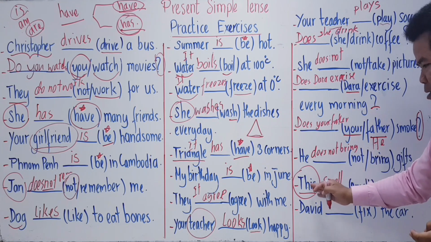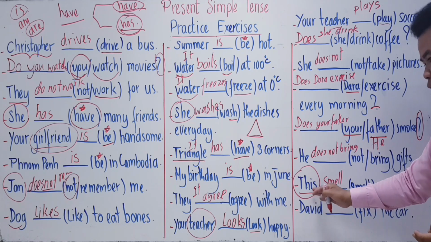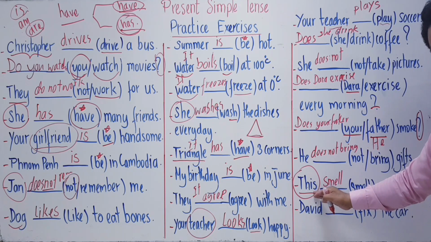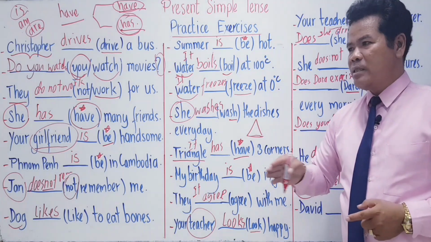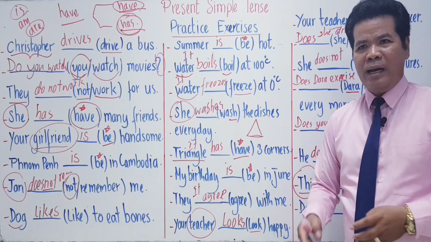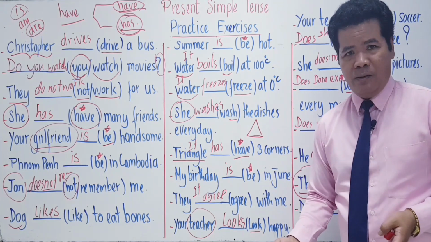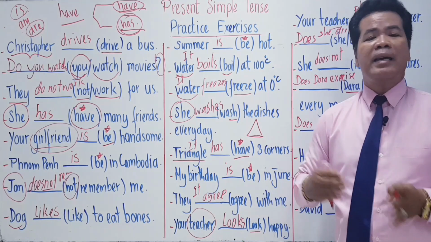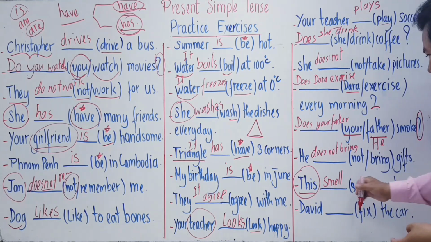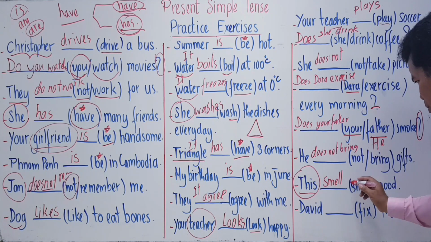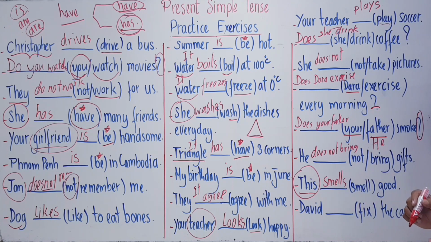No. The subject is the third person singular, okay? So this is only one. If you talk about only one, you use it. Okay? Example, this is a cat. So what are the sentences we say? Do you say it is a cat? Okay? This is a cat or it is a cat. The same. So this smells good.